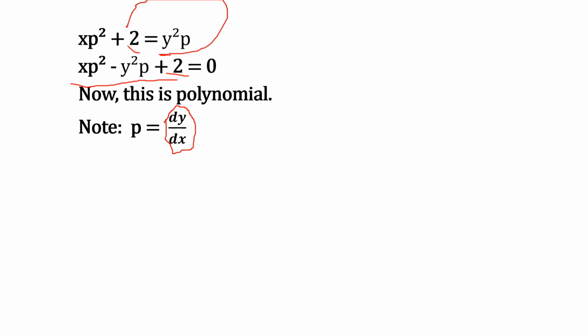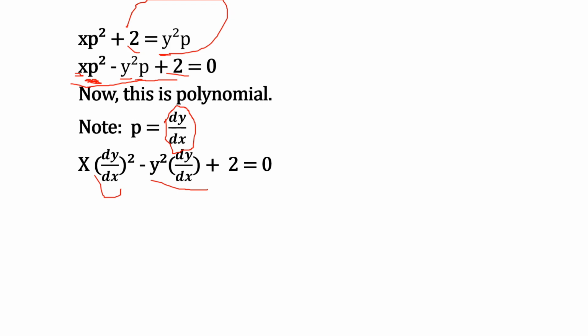So this is what we have. Now we have x times p squared, so instead of writing p squared, it will now be dy/dx squared. And here we have y squared p, so it will be y squared times dy/dx, just as you can see here, plus 2.